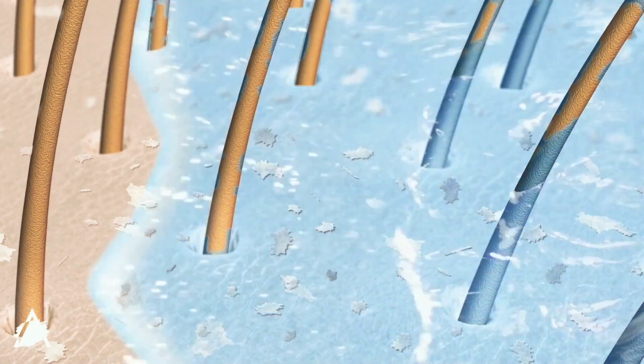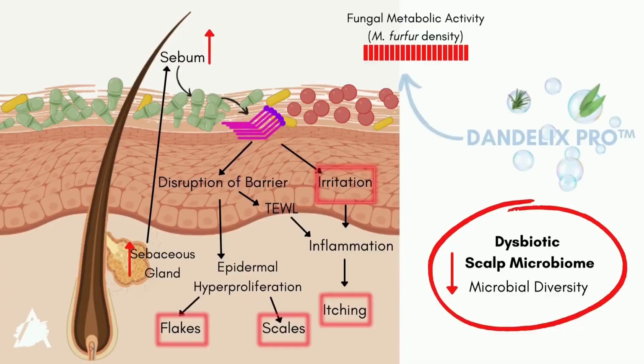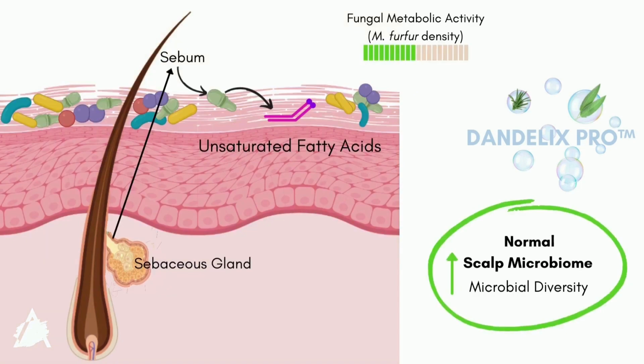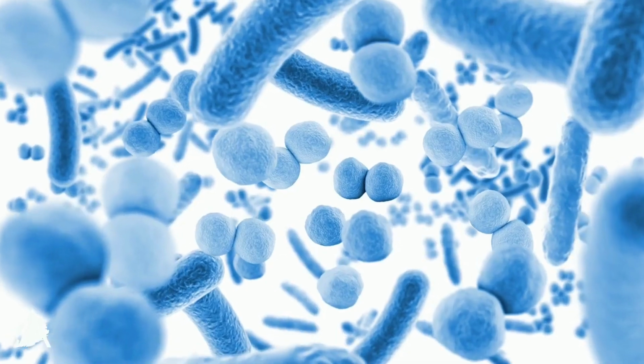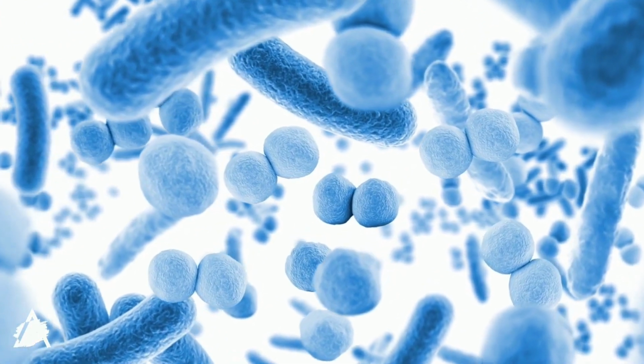DANDELIX PRO is a natural active ingredient for dandruff, seborrheic dermatitis, and scalp itchiness. The rich phytochemical content of DANDELIX PRO stops the overproliferation of Malassezia and decreases the fungal metabolic activity in the scalp, which further prevents the outcome of higher fungal metabolic activity, irritation, itching, scales, and flakes. Rather than completely removing Malassezia from the scalp, it only reduces its density.